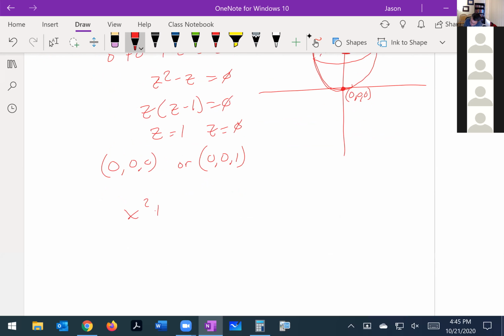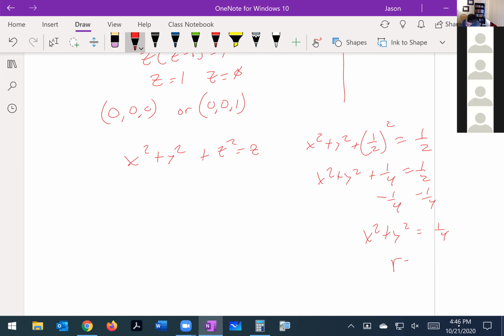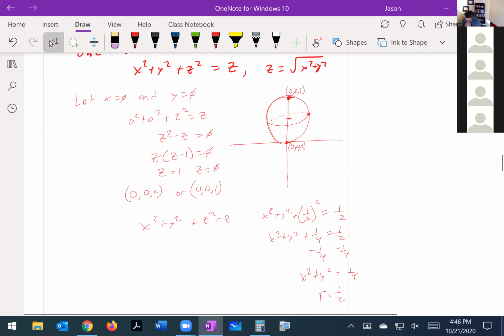That's going to be x squared plus y squared plus z squared equals z. Okay, so x squared plus y squared plus 1/2 squared is equal to 1/2. That's interesting. So x squared plus y squared plus 1/4 is equal to 1/2. Minus 1/4. Nice. And I get x squared plus y squared equals 1/4. That is r equals 1/2. That's the radius of a circle of 1/2. Oh, that's kind of cool.